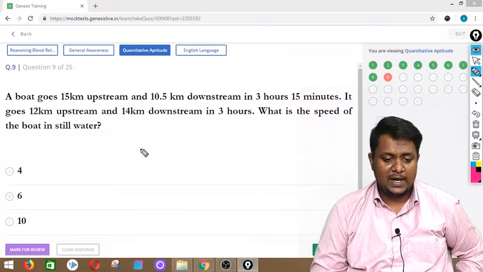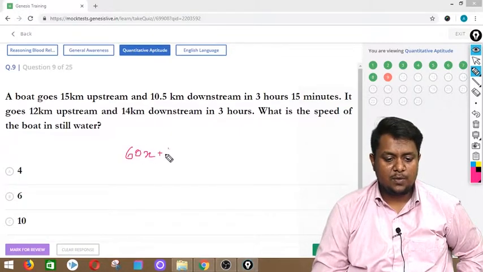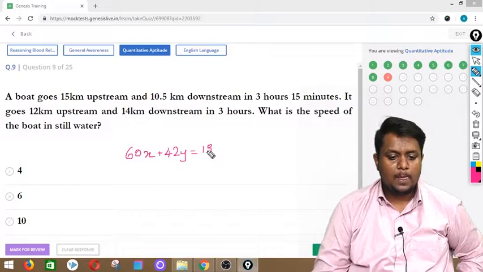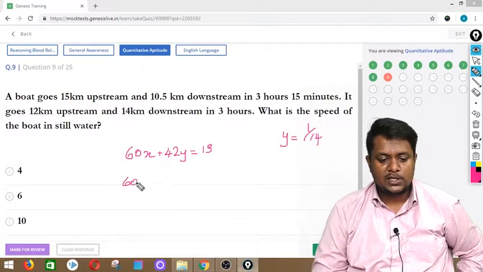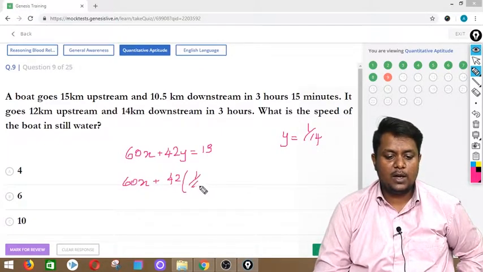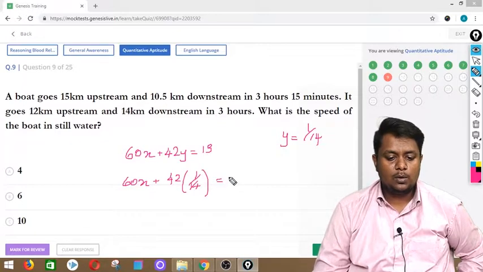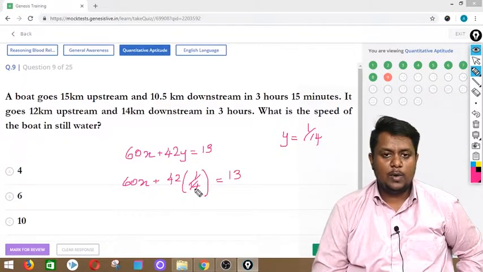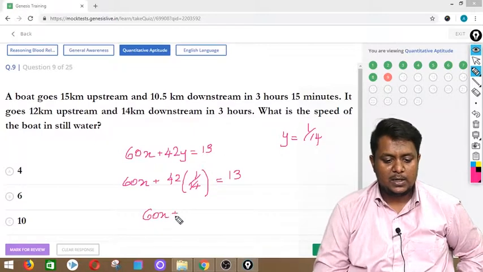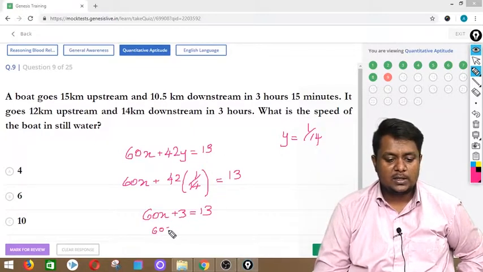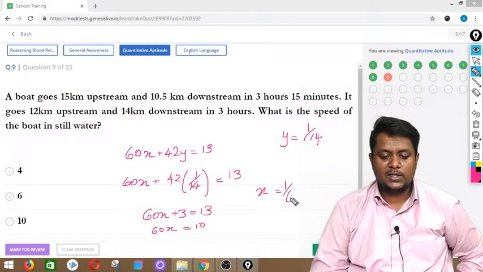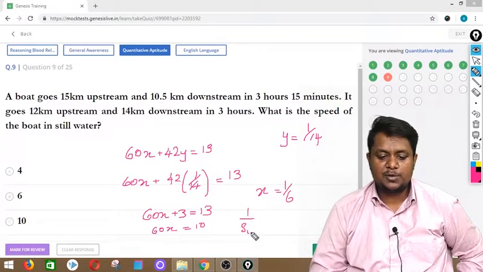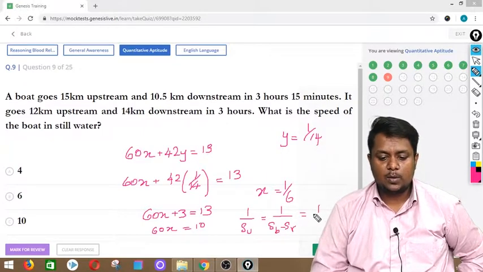The first equation that we had is 60x plus 42y is equal to 13. I am going to substitute y equal to 1 by 14 in this equation. So 60x plus 42 into 1 by 14 is equal to 13. 42 by 14 is 3. So 60x plus 3 equal to 13. 60x is equal to 10. x is equal to 1 by 6. x is nothing but 1 by speed upstream, which is equal to 1 by speed of the boat minus speed of the river, which gives 1 by 6.